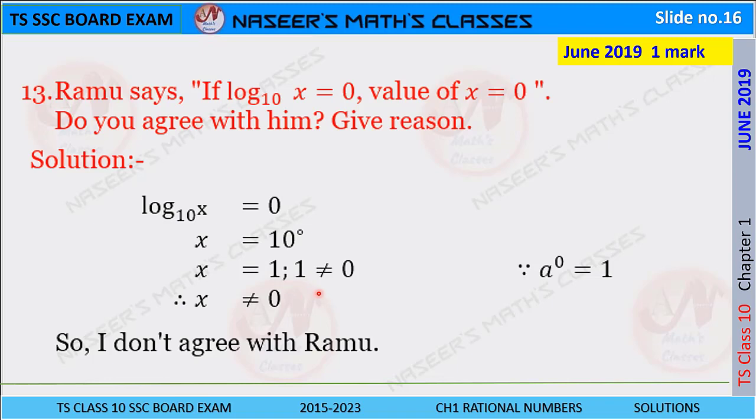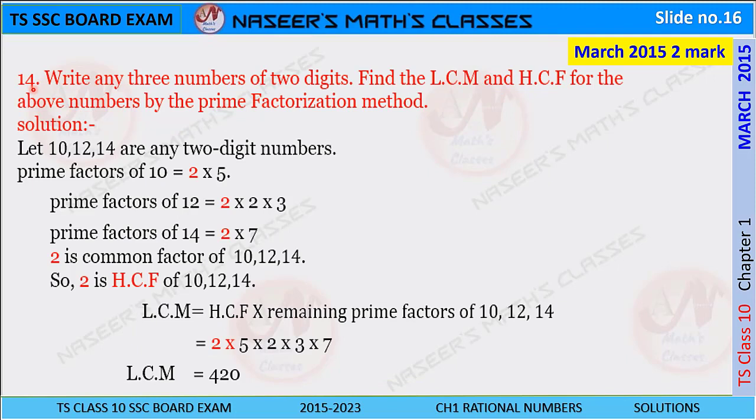We already know x is not equal to 0. Therefore, we can write x is not equal to 0. So, I don't agree with Ramu's answer. We are going to solve the 14th problem. Write any three numbers of two digits. Find the LCM and HCF of the above numbers by the prime factorization method. This is for 2 marks, March 2015.